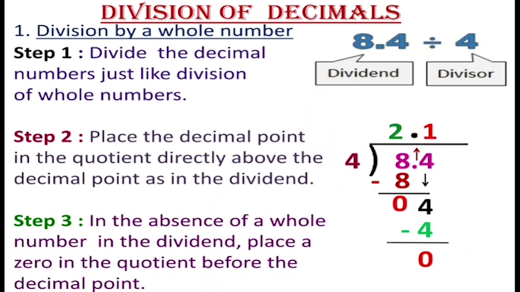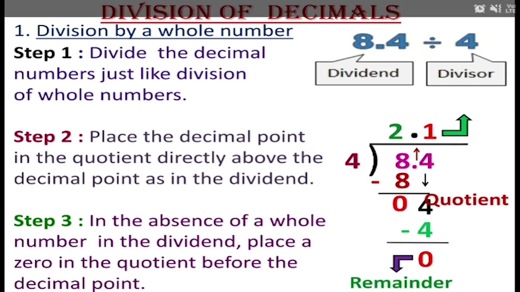Now the third step is, in the absence of a whole number in the dividend, place a 0 in the quotient before the decimal point. This step you will come to know further. So 0 is the remainder and 2.1 is the quotient.